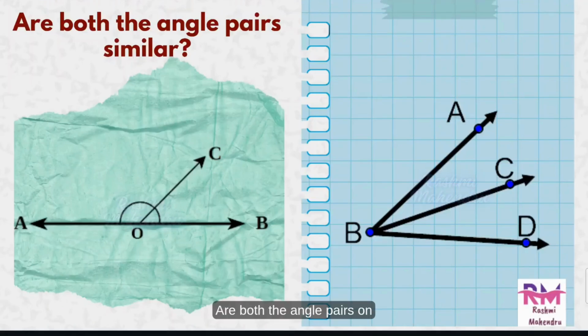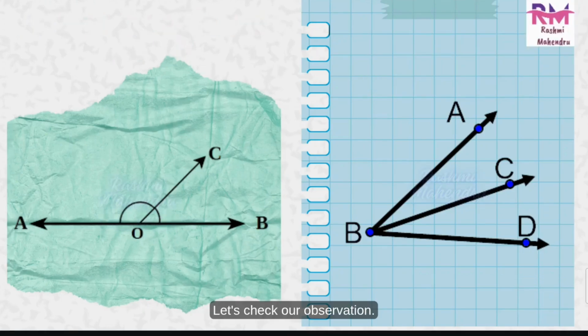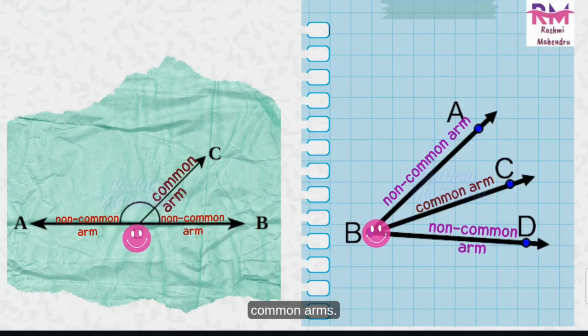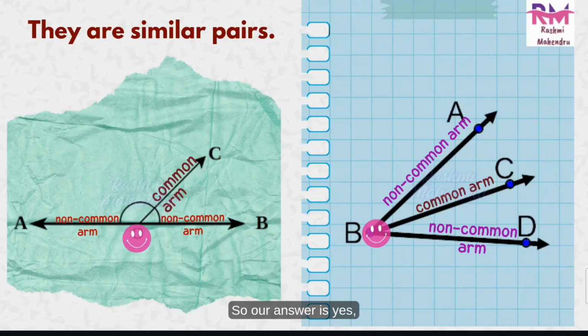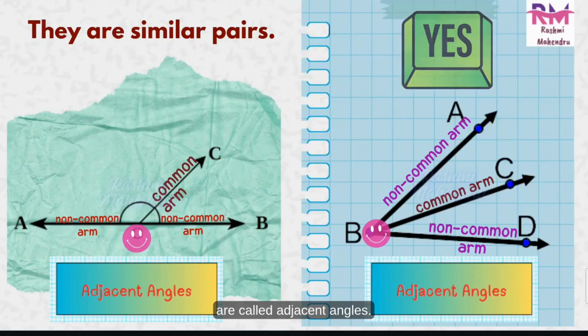Are both the angle pairs on the left and the right of the screen similar? Take your time and respond in yes or no. Let's check our observation. Both these angle pairs have a common vertex. Both these angle pairs have a common arm. And both these angle pairs have non-common arms on either side of the common arm. So our answer is yes, they are similar and these angle pairs are called adjacent angles.